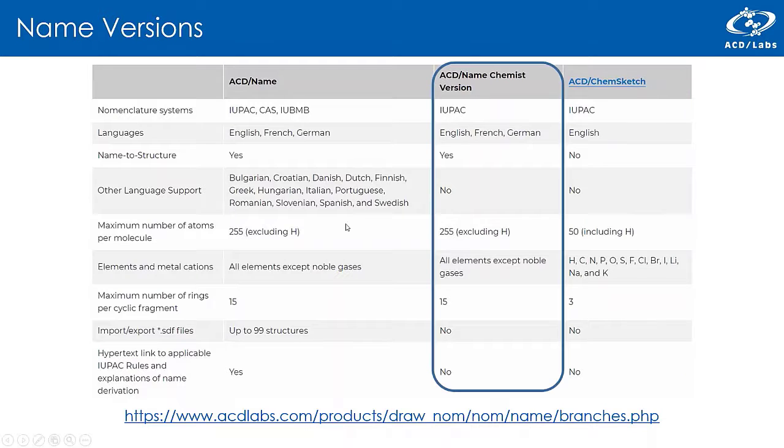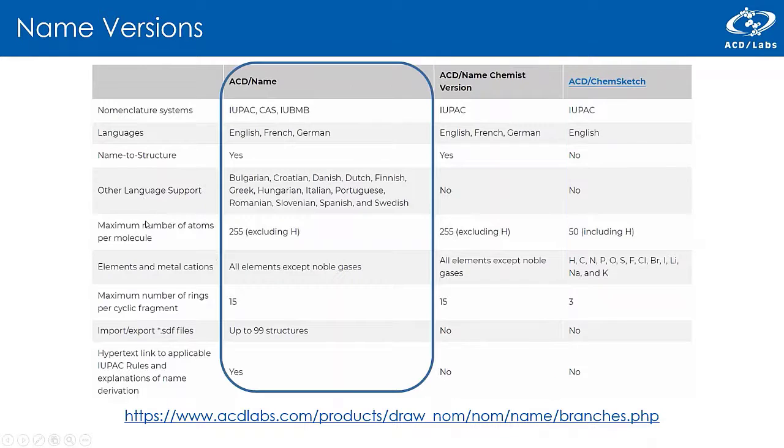The next one would be the chemist version. So this is essentially the full version of Name minus the specialized view and minus the options. And then the last one would be you have the full package, you have a separate interface with buttons, and you also have many more languages than the other two packages.